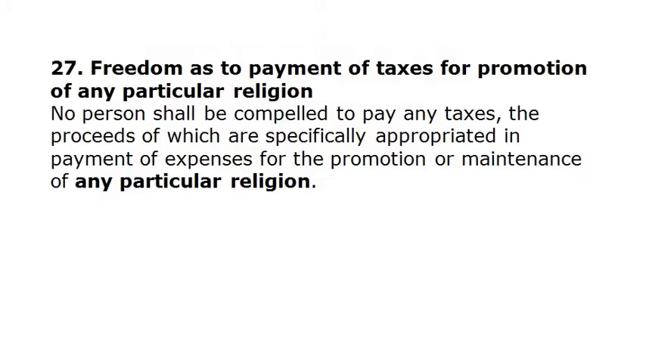Then Article 27 deals with freedom as to payment of taxes for promotion of any particular religion. No person shall be compelled to pay any taxes, the proceeds of which are specially appropriated for the payment of expenses for the promotion or maintenance of any particular religion.